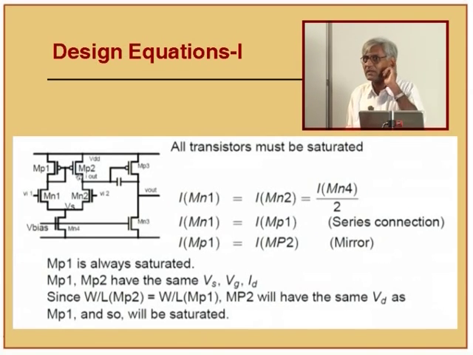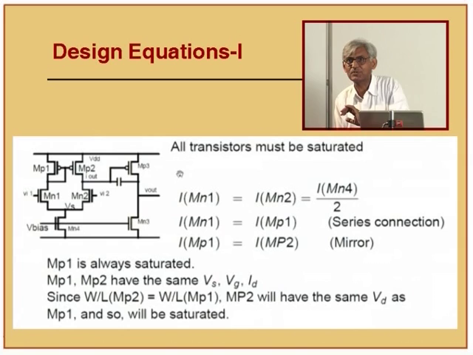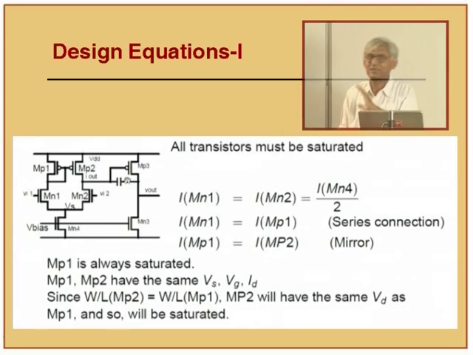Okay? Argument number three, this transistor has the same source voltage as this. It has the same gate voltage as this, because this voltage is the same as this voltage, which is the gate voltage. And the geometry ratio is the same as current ratio. Therefore, its drain voltage must also be the same. Okay? So, if you can ensure that the geometry of this is in the same ratio as the bias current of the two stages, then you will have all transistors saturated.